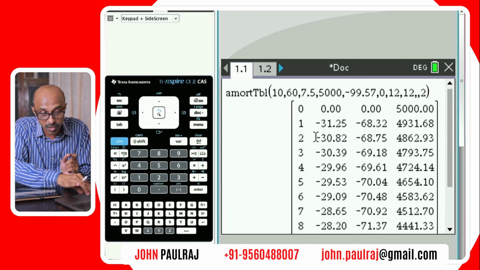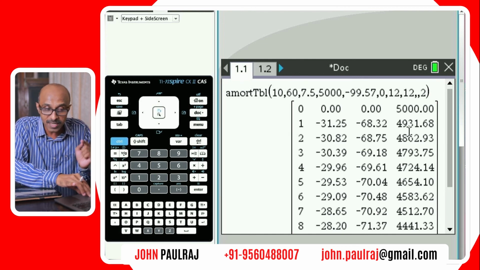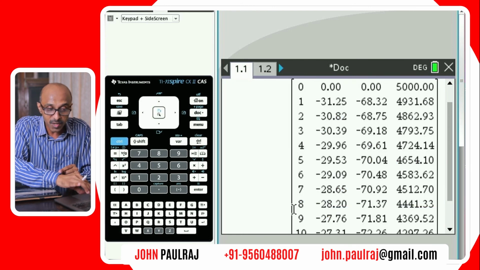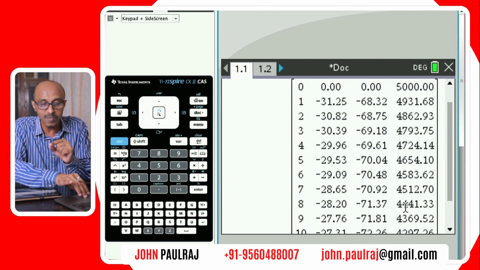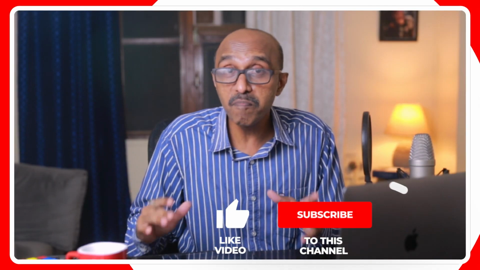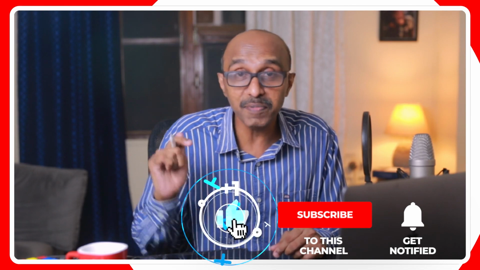So when you go across the row corresponding to 2, that's the second installment, the amount that is still owed is 4862.93. And in the same way, if you're looking at the 8th installment, the amount that he still owes the bank at the end of the 8th installment is 4441.33.